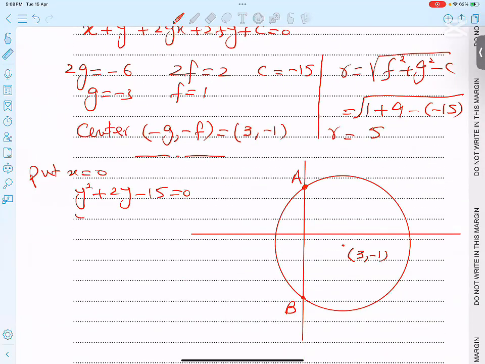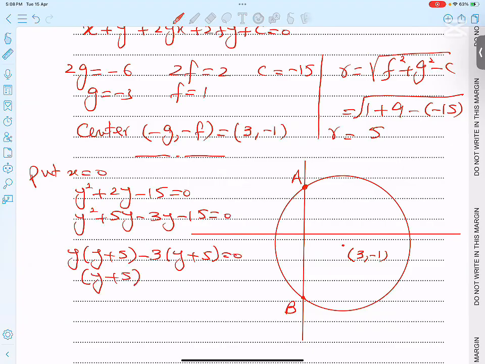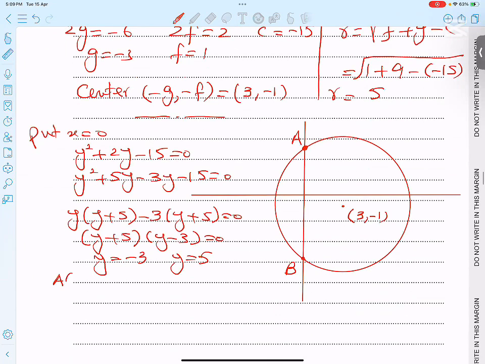So 15, 5 threes are 15. So I'm getting 5 common, so (y + 5)(y - 3). I got two answers, negative 3 and 5. Understood, the A coordinate is this one and the B coordinate is this one. So I can say A has x = 0, y = 5. And the B coordinate is x = 0, y = minus 3.